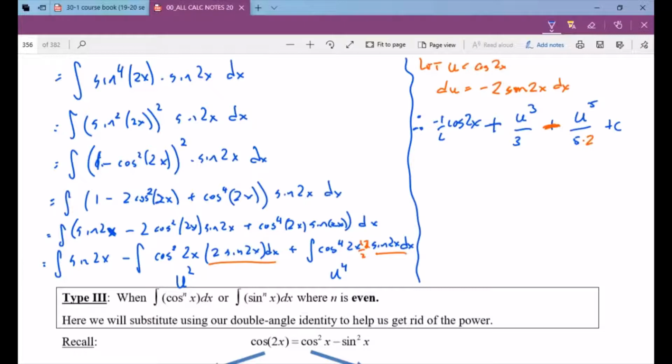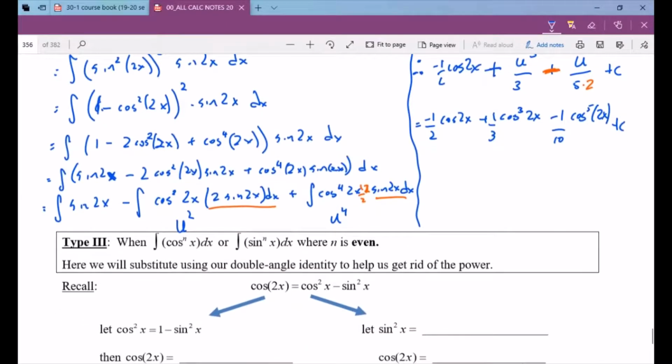C on the end ends up being equal to negative 1/2 cos 2x plus 1/3 cos cubed 2x minus 1/10 cos to the 5 2x plus c. Lots going on in that question. Lots and lots and lots.